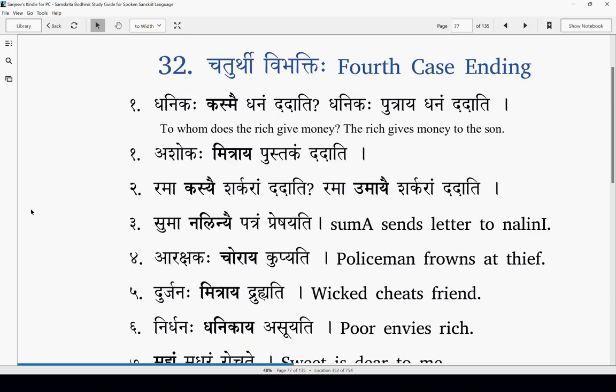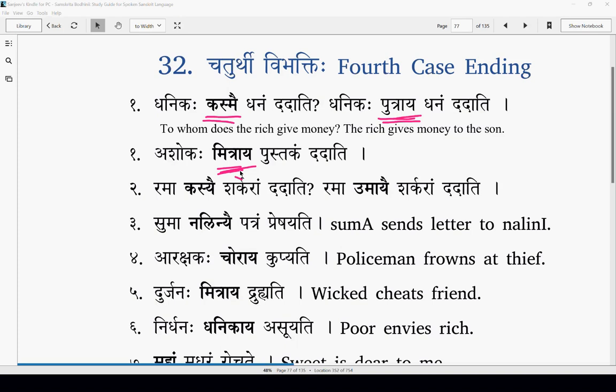So in the first sentence, Dhanikaha kasmai dhanam dadati, Dhanikaha putraya dhanam dadati. And this is the strilingam, so it becomes kasyai. So putra is the pullinga, kasmai is also pullinga in that question word. Now mitra, what is the lingam of mitra? Napunsaka, right? Mitram, Napunsakalingam. So the Chaturthi Bhakti form of that is also same, Mitraya, like Putraya, pullinga word.